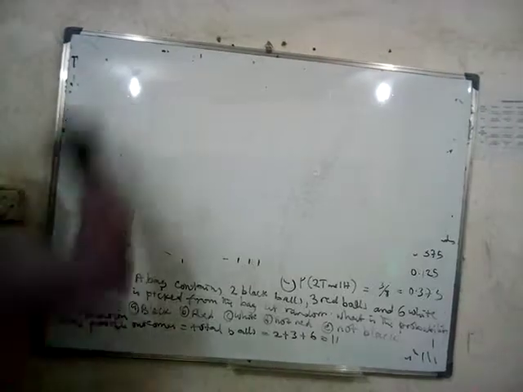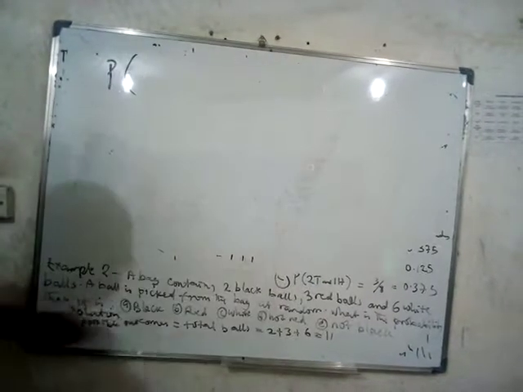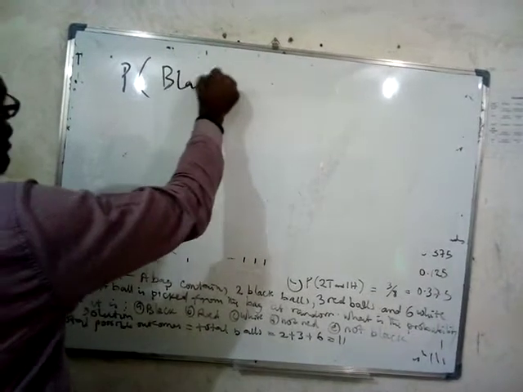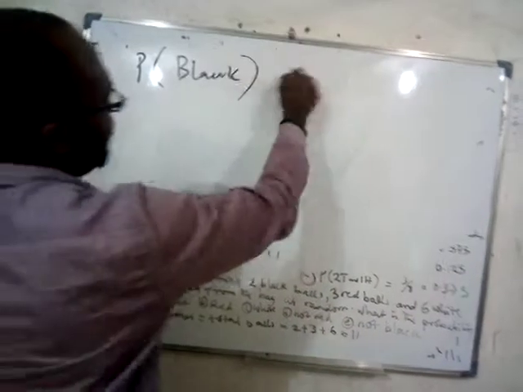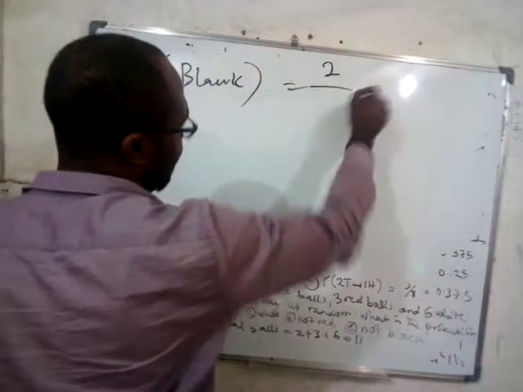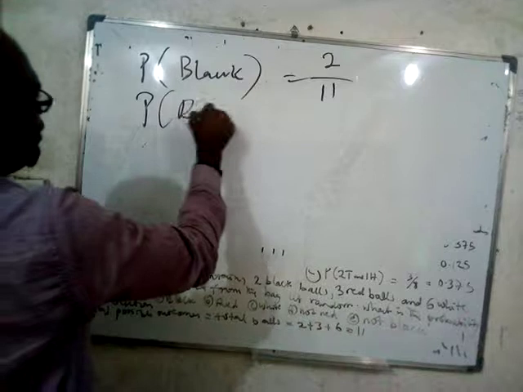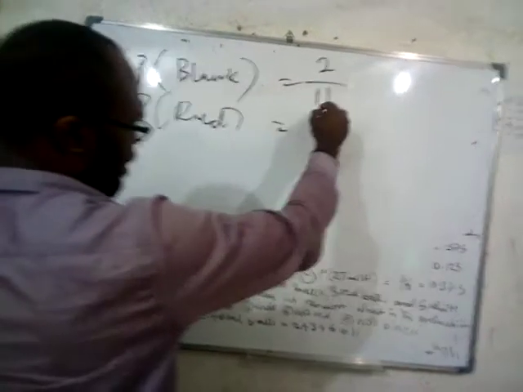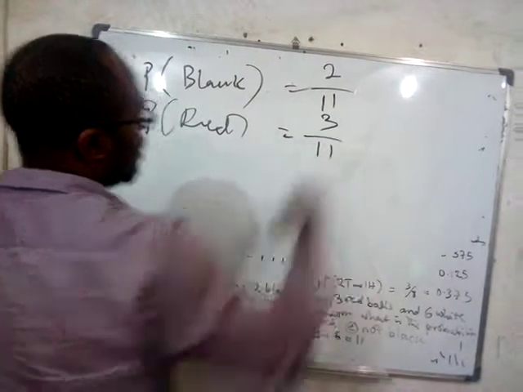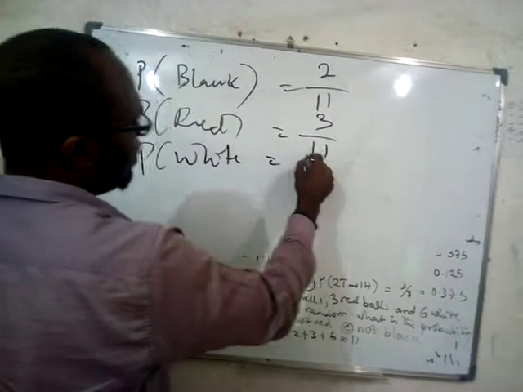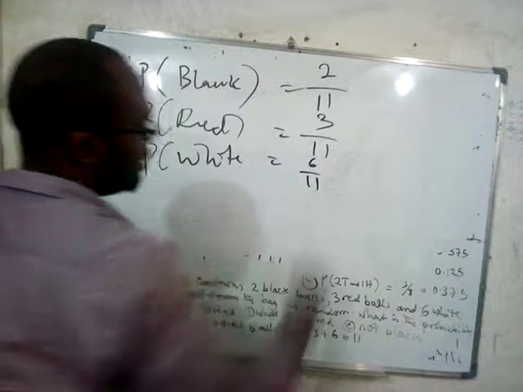How are we going to solve it? We are going to simply say that the probability of getting black is equal to the total number of black, which is 2, all over the total possible outcome, which is 11. Probability of getting red is the total number of red, which is 3, all over possible outcome. Probability of getting white is the total number of white, which is 6, all over possible outcome.